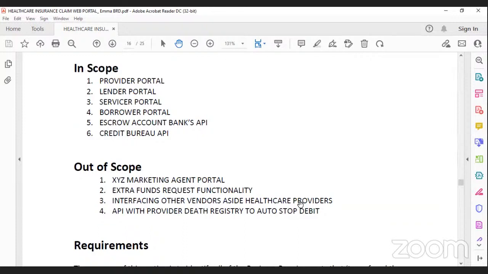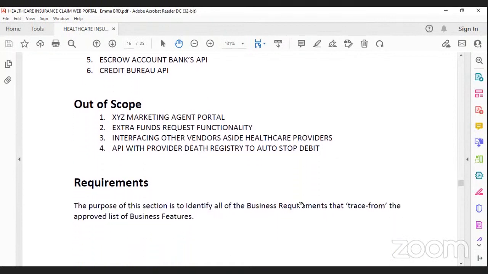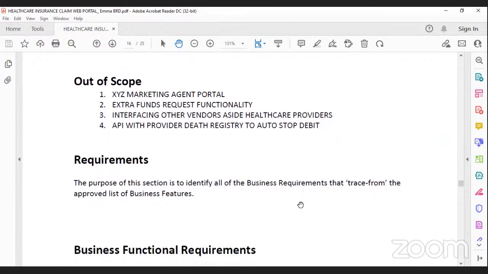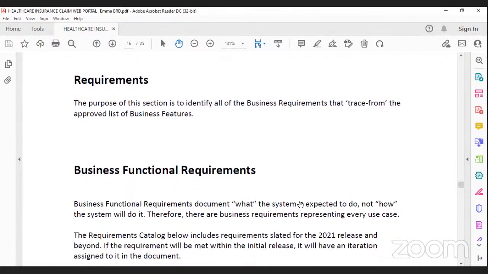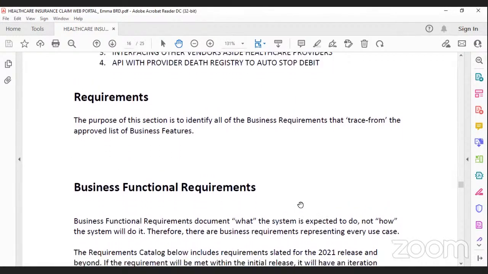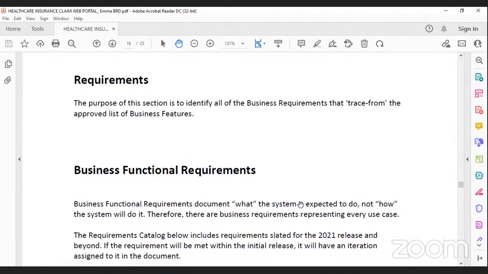In scope: provider portal, lender portal, servicer, borrower, escrow accounts, the bank's API, and then the credit bureau API. Out of scope: XYZ marketing agent portal, extra funds request functionality, interfacing other vendors aside from healthcare providers, and an API with the provider registry to auto stop debit when the borrower is no more.